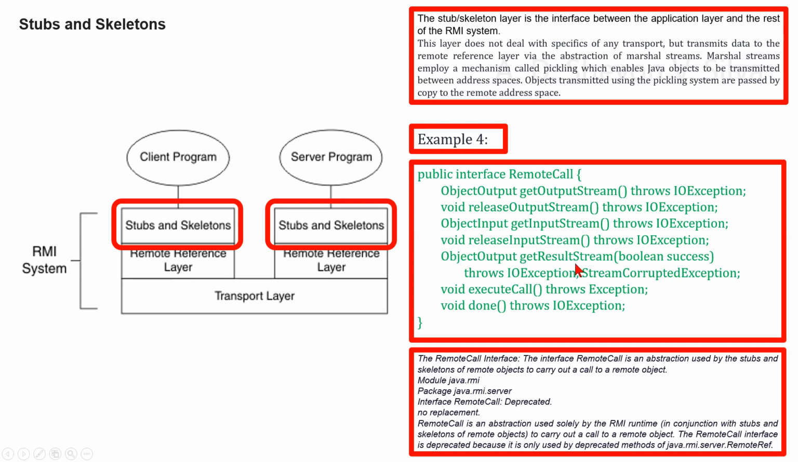The method getResultStream returns the output stream after writing out the header information relating to the success of the call. Obtaining a result stream should only succeed once per remote call. If success is true, then the result to be marshaled is a normal return. Otherwise, the result is an exception. The StreamCorruptedException is thrown if the result stream has already been obtained for this remote call. The method executeCall does whatever it takes to execute the call. The method done allows cleanup after the remote call has completed.